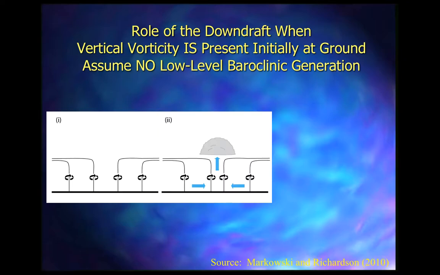Okay, we put a cloud in that environment. Okay, what's it going to do? Well, we get low-level convergence, right? Because if we have a cloud forming, then there's updraft. There's got to be mass continuity.